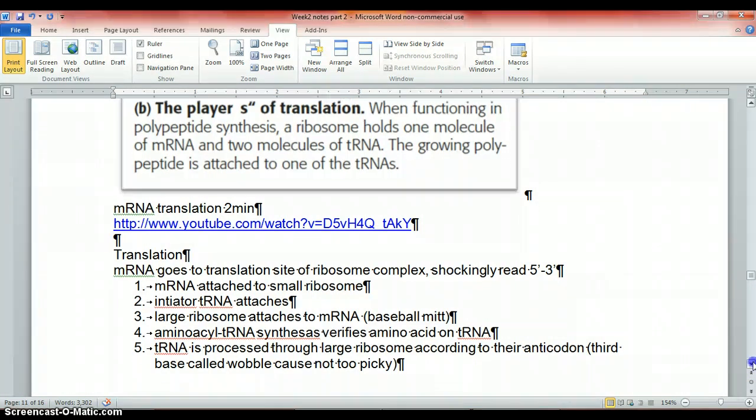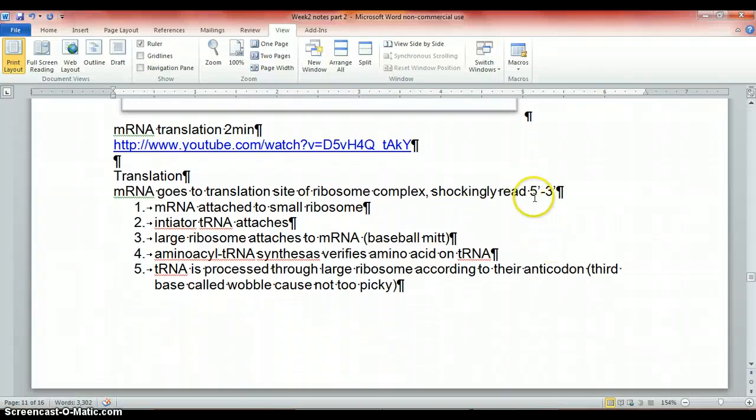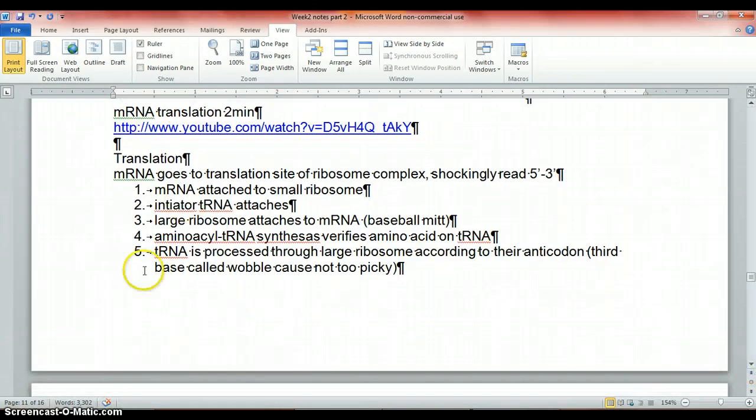mRNA goes to the translation site of the ribosome complex, shockingly red, 5' to 3'. You see the tendency, we like to go 5 to 3. mRNA is attached to the small ribosome. The initiator tRNA attaches, and the large ribosome attaches to mRNA. It looks like a baseball mitt. Then the amino acyl tRNA synthetase verifies the amino acid on the tRNA, and the tRNA is processed through the large ribosome according to its anticodon. The third base is called a wobble because it's not so important. So it just means that tRNA matches up with the mRNA.